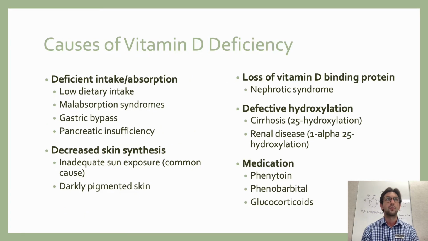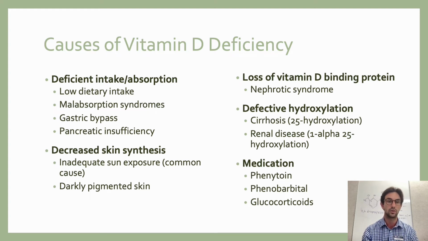So what are the causes of vitamin D deficiency? Well, there are a lot of them. These are the most prominent ones, I guess. Deficient intake and absorption. So obviously low dietary intake, and this is probably something that's more relevant to under-resourced countries or areas, particularly amongst children, but also in the elderly population who are not getting enough dietary intake. Malabsorption syndromes such as celiac disease, gastric bypass surgery, and pancreatic insufficiency, which can impair your ability to absorb fat-soluble vitamins. Decreased skin synthesis, again, this is quite a big one.